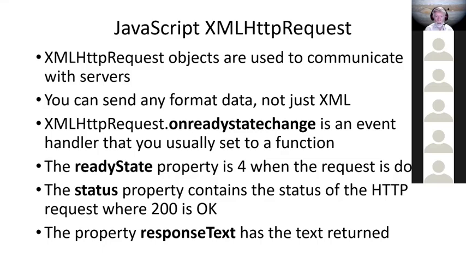Okay. Now, there are several methods and properties of the XMLHttpRequest object. Now, you can create an object. I've got an example coming up. A couple of the interesting ones is onreadystatechange. That's an event handler. And typically, you set that equal to a method.